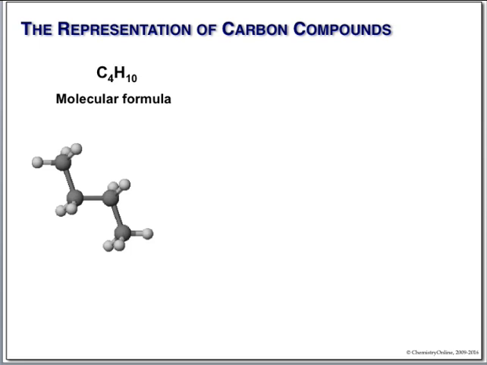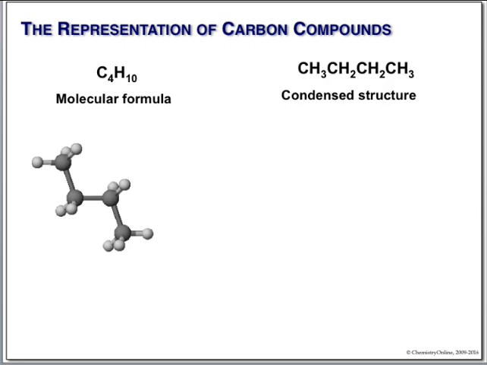Now, if we're going to do a simple organic molecule, we could represent that using a simple molecular formula. We have 4 carbons and 10 hydrogens. That's our molecular formula. But the molecular formula tells you nothing about the connectivity of the atoms. For that, we would use a condensed structure.